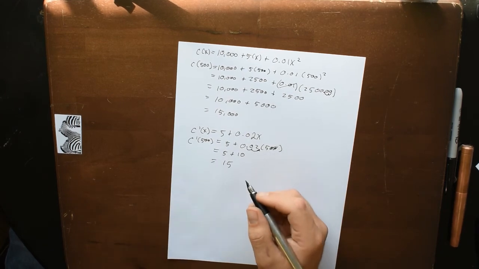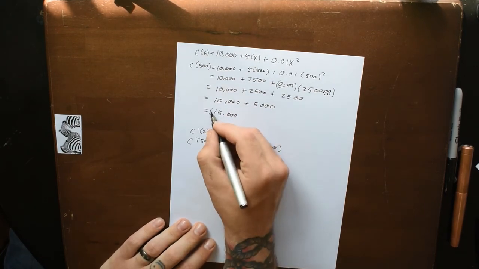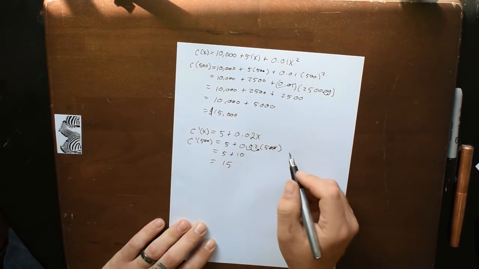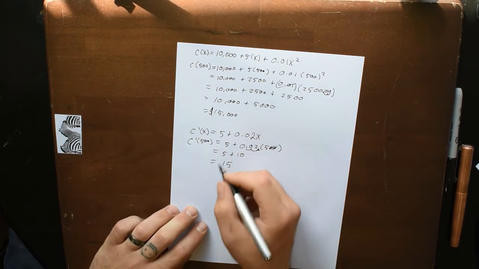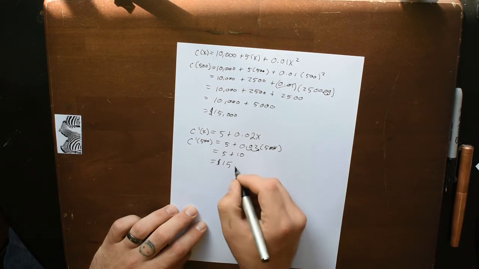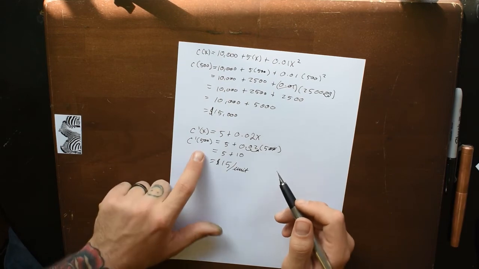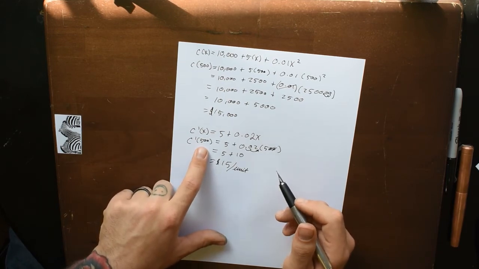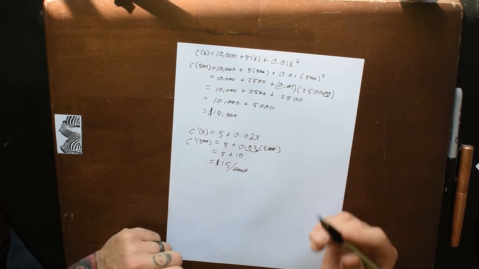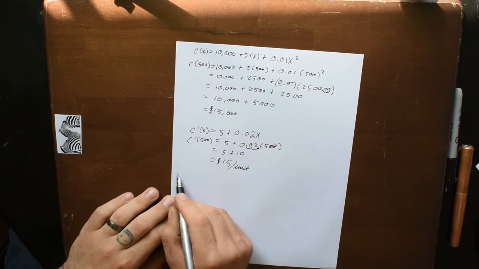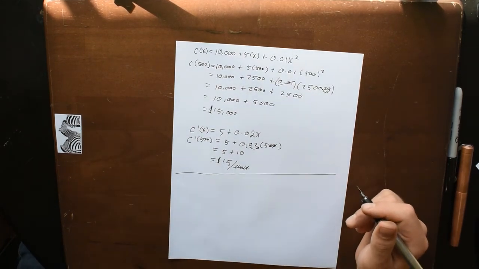$15. But now let's think of the units. This is just $15,000, and when we divide by delta x, remember delta x is the quantity produced, so this would give us dollars per unit. That's saying that when we're making 500 units, it's going to cost approximately $15 more to produce your next unit. So that's largely the idea of marginal cost in economics.